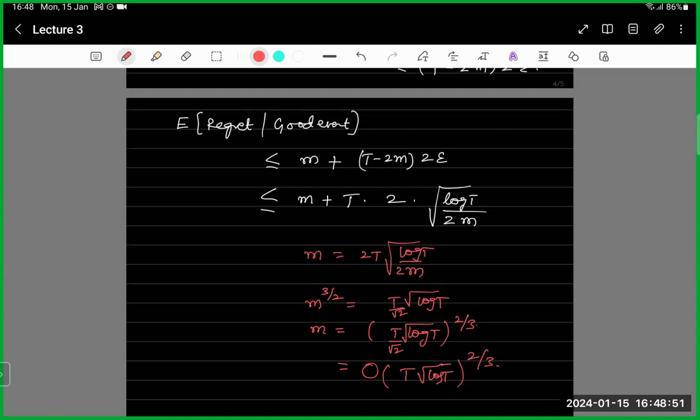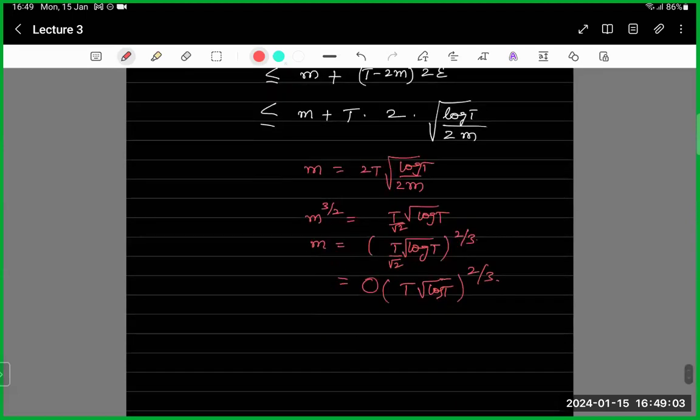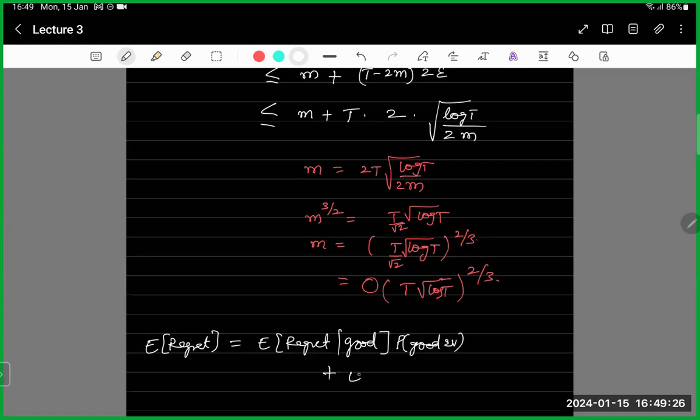So take the first one, right? This is less than or equal to 1 minus 4 by t. Just to keep everything clear: expected regret is equal to expected regret given good event into probability of good event, plus expected regret given bad event into probability of bad event.